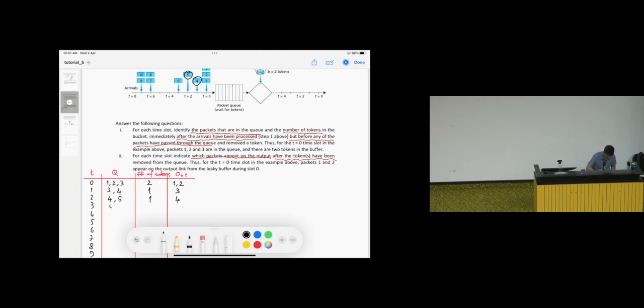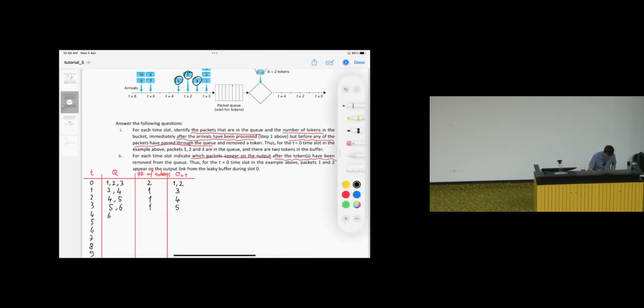I'm going to be left with packet number 5, and there is a new packet arriving at t equals 3. So packet 6 is also here. I used one token. I replenished one token. So I still have one token. And that token will remove packet number 5. I'm left with packet number 6.